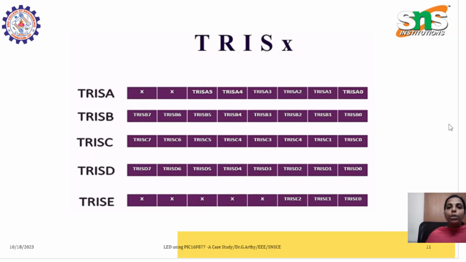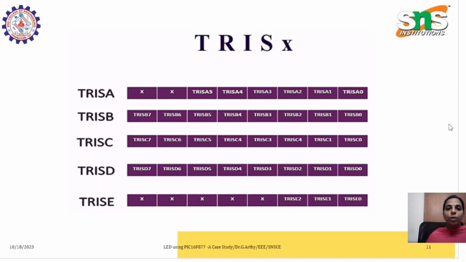What is the function of this TRIS register? We have 5 ports. We know that they are port A, B, C, D and E. Altogether 5 ports and 33 pins are available. All the 5 ports can act as input as well as output. Every port can be used as input or output. So it is our duty to specify, or command the microcontroller, whether that port is going to be used as an input port or output port.